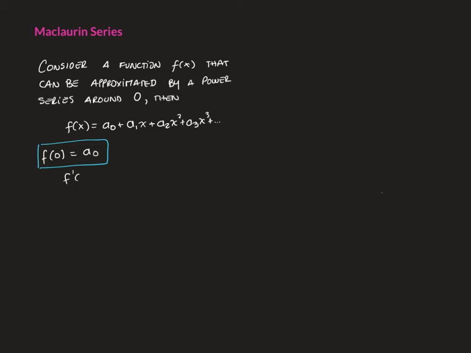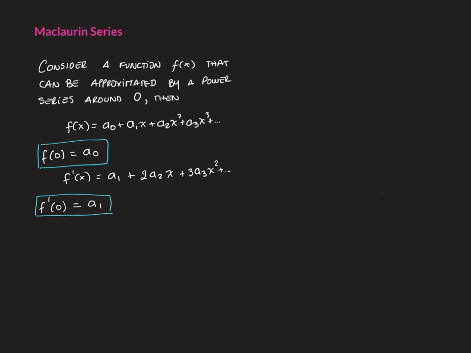So to find the derivative, we do f dash of x. Derivative of a sub 0 would be 0 because it's a constant, plus derivative of a1x would be a1, plus derivative of a2x squared would be 2a2x. Derivative of a3x power 3 would be 3a3x power 2, and so on. Now if we evaluate at 0, we get that f dash of 0 is equal to a1. Now this is a very important result, so let's highlight it like we did the previous one.